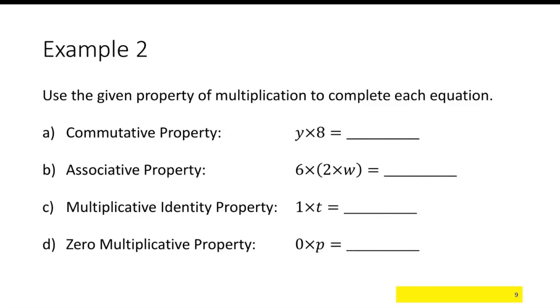All right, so let's use the given properties to complete each equation. The commutative property is that the order does not matter. So y times 8 is the same thing as 8 times y. The associative property is that the grouping doesn't matter. So here I have 6 times the quantity 2 times w, but I can go 6 times 2 first, and then times w. The multiplicative identity is that multiplying by 1 does not change anything. So 1 times t is just t. And the 0 multiplicative property, 0 times anything is 0.